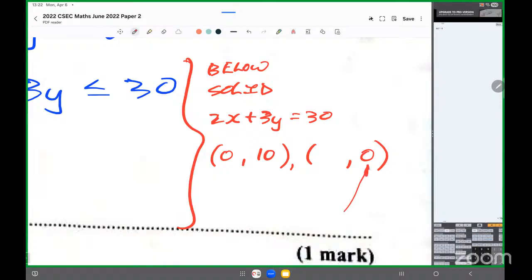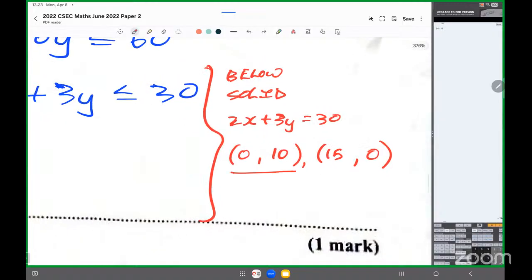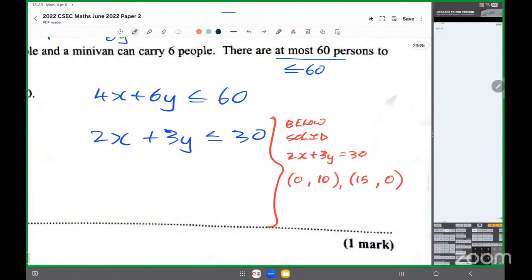And then for this point, you're going to put the y value as 0. When the y value equals 0, 3 times 0 is 0. This will be gone. You're going to be left with 2x equals 30. Divided by the 2, x is 15. That means that when the y is 0, the x is 15. So these are 2 points on this line: 0, 10 on the y-axis, and 15, 0 on the x-axis. That's how we're going to draw those lines.